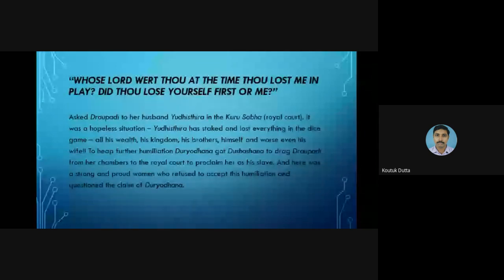Whom did you lose first? At the time thou lost me in play, didst thou lose yourself first or me? Asked Draupadi of her husband Yudhishthira in the Kuru Sabha royal court. It was a hopeless situation. Yudhishthira had staked and lost everything in the dice game: all his wealth, his kingdom, his brothers, himself, and worse, even his wife. To his further humiliation, Duryodhana got Dushasana to drag Draupadi from her chambers to the royal court to proclaim her as his slave. And here was a strong and proud woman who refused to accept this humiliation and the claim of Duryodhana.